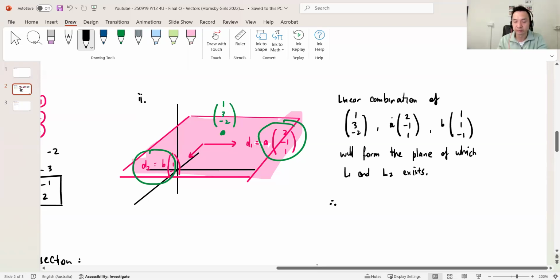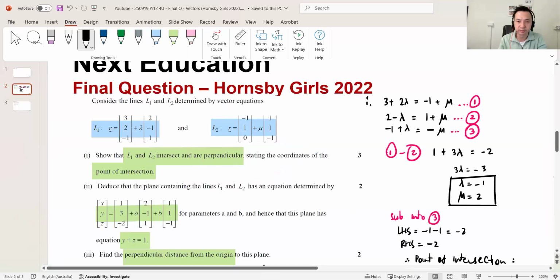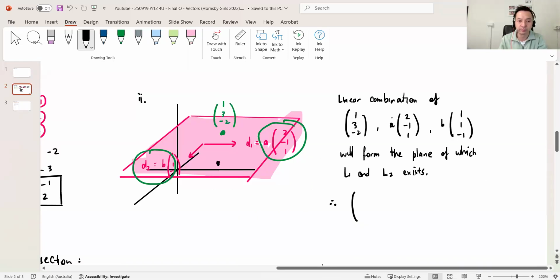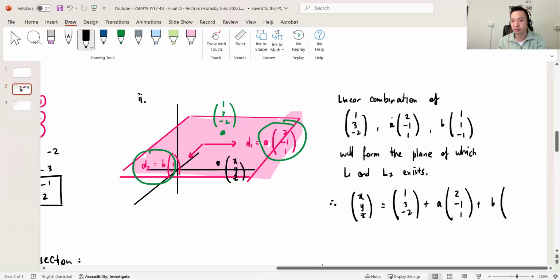Therefore, they've defined x, y, z. So x, y, z is some point that lies on this plane, equal to the linear combination of 1, 3, -2 plus A times 2, -1, 1 plus B times 1, 1, -1. Does that make sense? Because basically, the two pinks have a plane that moves, and if I add it to the green point, it's fixed. That's my plane where L1 and L2 exist.